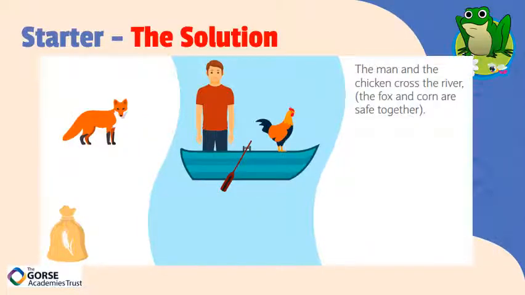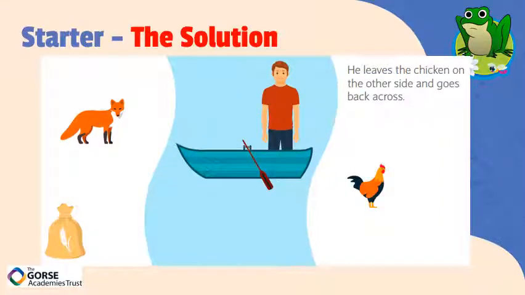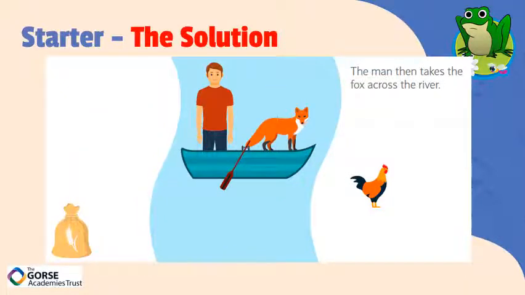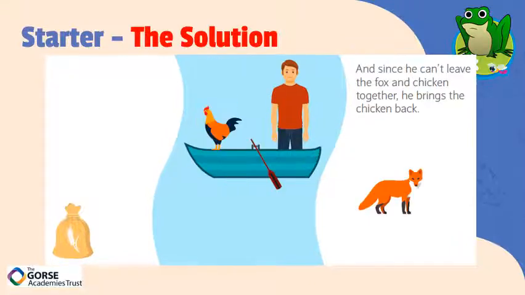Ready for the solution? Okay, here we go. So first of all, the man and the chicken cross the river. That means that the fox and the corn are safe because the fox won't eat the corn. The man then goes back across the river, leaving the chicken on its own. The man then takes the fox across the river, but he can't leave the fox with the chicken on its own because the fox would eat the chicken.